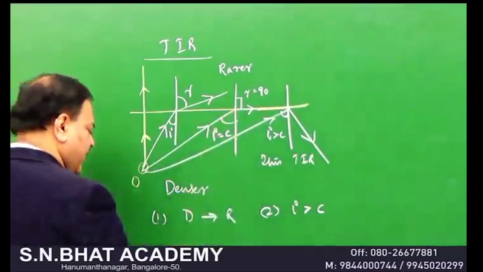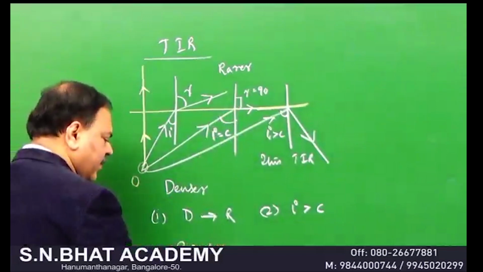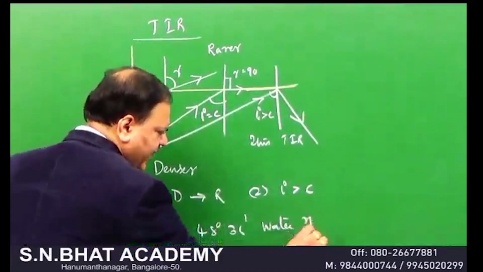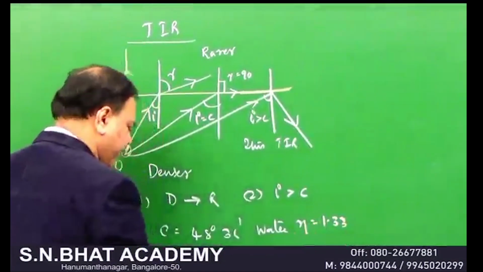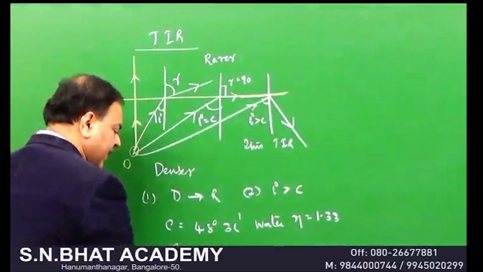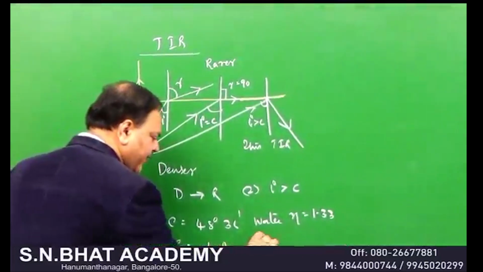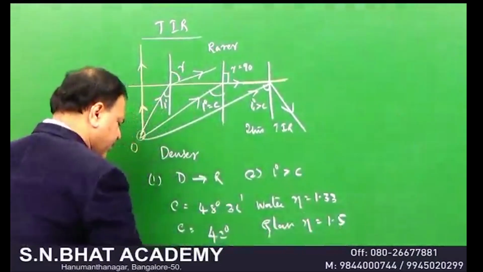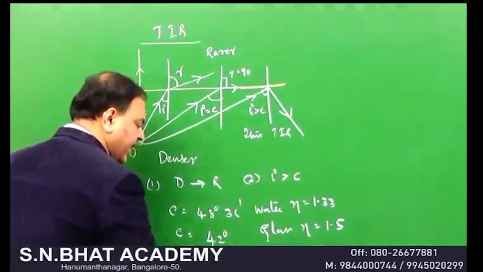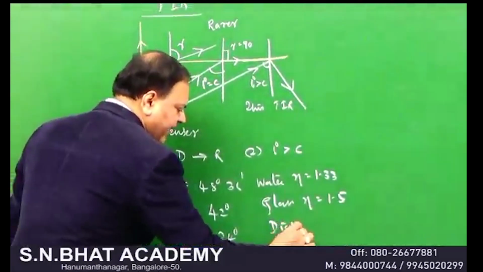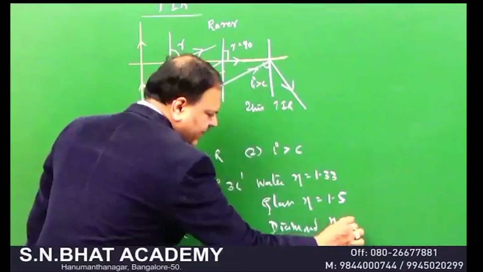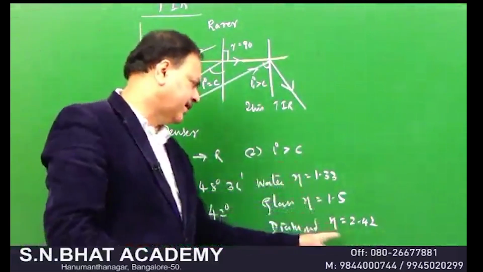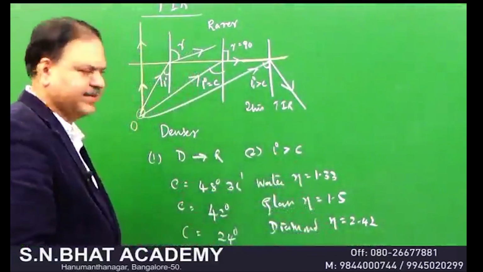Remember, the critical angle is 48 degrees 36 minutes for water, and the refractive index of water is 1.33. For glass it is 42 degrees, and the refractive index is 1.5. For diamond it is 24 degrees, and the refractive index of diamond is 2.42. What you will come to know is, as the refractive index increases, the critical angle decreases.